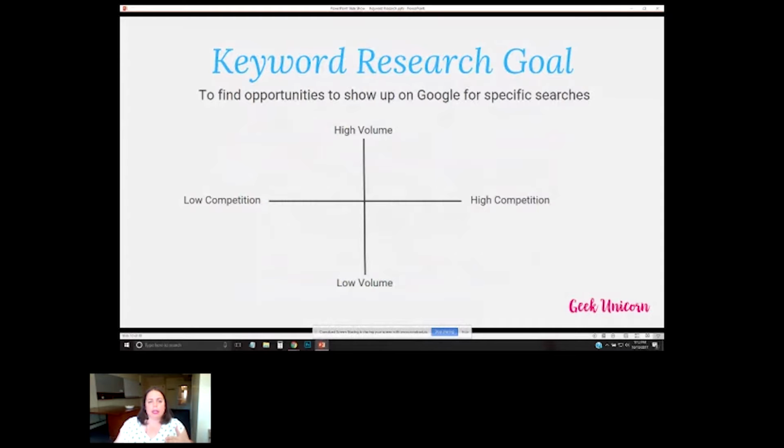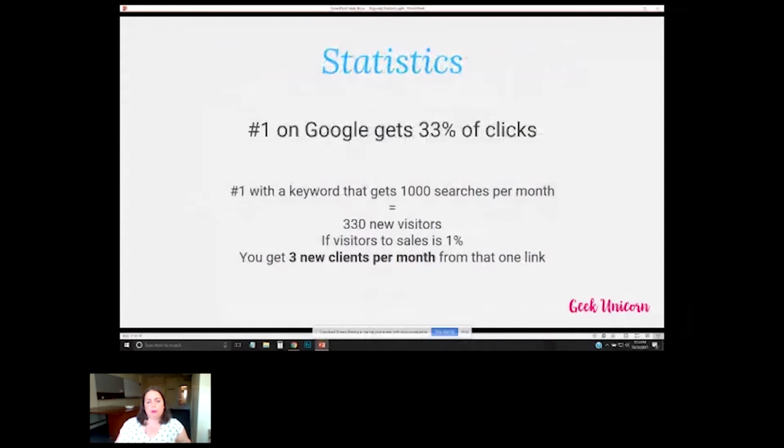So statistically, if you're page one, number one on Google, you get 33% of the clicks. That's statistically on average, so of course it can be more or less than that. But that's just the rule of thumb that I go by when determining what keywords to go after. So I think to myself, okay, if it's number one with a keyword that gets 1,000 searches per month, then that's going to be 330 new visitors to the website every month.